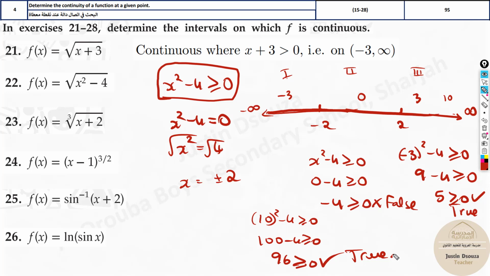Now, basically what we found is all the intervals over here: this is true, this is wrong, this is true. That means the answer for this is from minus infinity to minus 2. Now, since it's greater than or equal to, we use the close bracket, and from 2 to positive infinity. Whenever it's infinity, we always use the small bracket, that is open interval. This would be the answer.